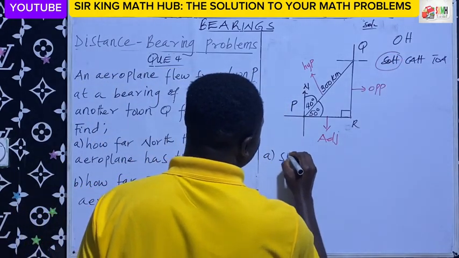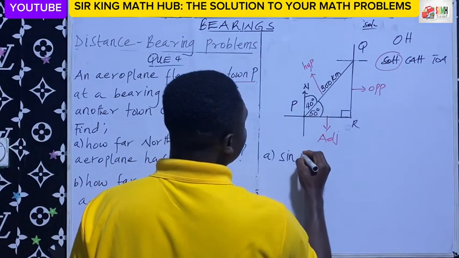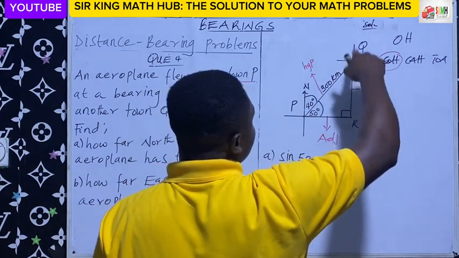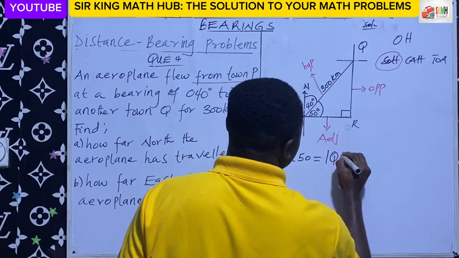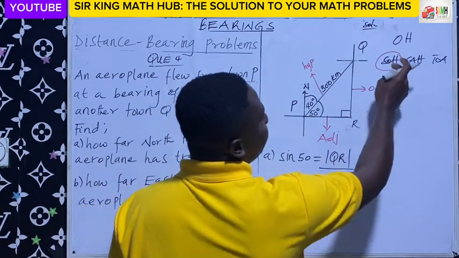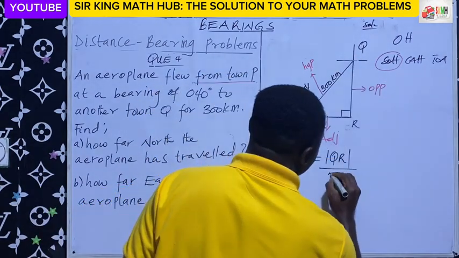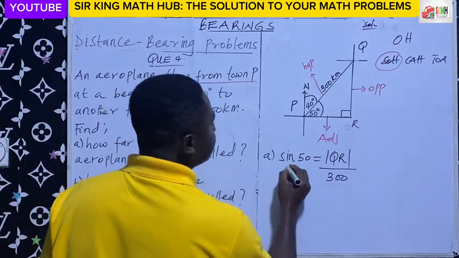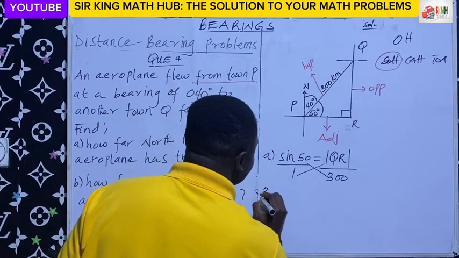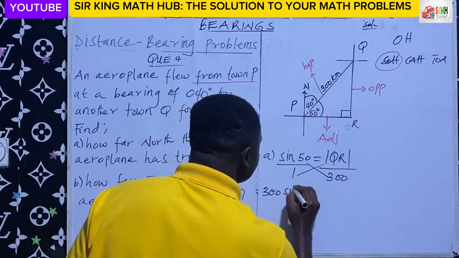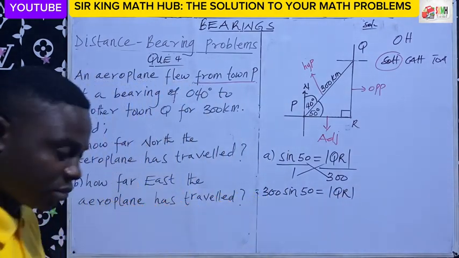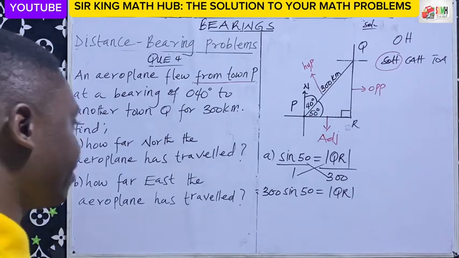SO says that the sine of the acute angle here, 50, is equal to the length of the opposite, which I'm naming QR, over the length of the hypotenuse. What is the length of the hypotenuse? 300 kilometers. So sine 50 is the same as sine 50 over 1. You can cross multiply, and that gives us 300 sine 50 is equal to QR. So from our calculators, what is 300 sine 50?